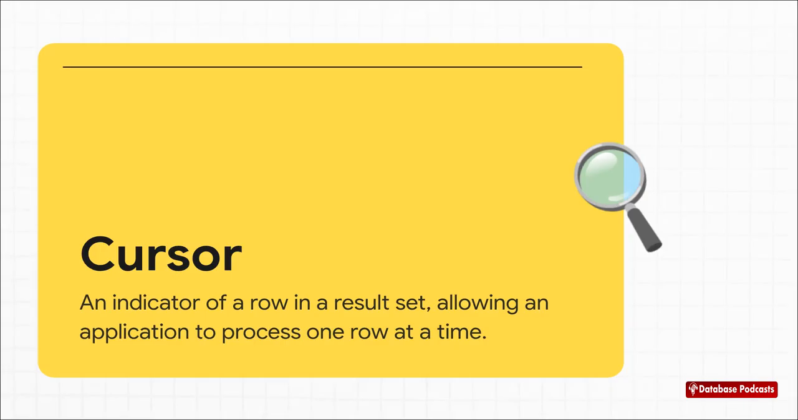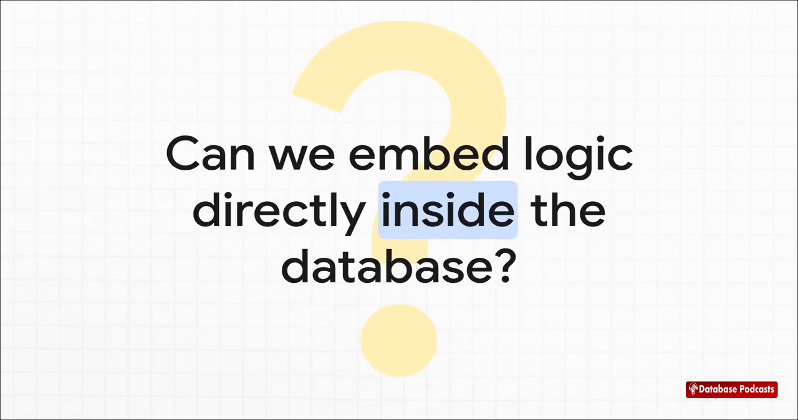Now, the classic way to solve this, to bridge that gap, is with something called a cursor. What a cursor does is it takes that big set of results from your SQL query and kind of turns it into a single file line that your application can walk through, one row at a time. It's like a translator between the two worlds. But this can create a ton of network chatter, a lot of back and forth between your app and the database. And that leads us to a really, really powerful question.